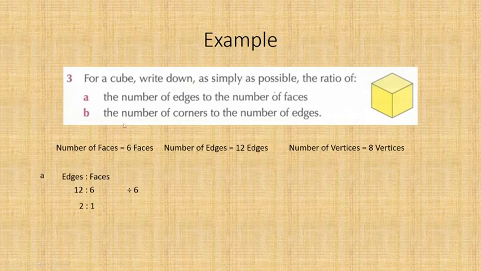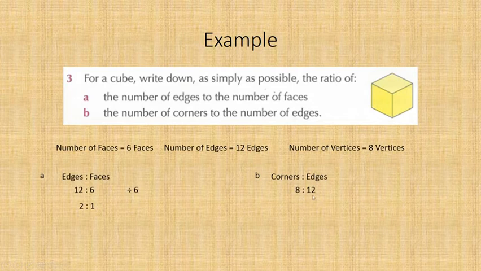Okay, let's go to question number B. The number of corners to the number of edges. So I write it down, corners to edges. How many corners do we have, or how many vertices do we have? It's 8. And how many edges do we have? It's 12. So write it down, 8 to 12. And then simplify.